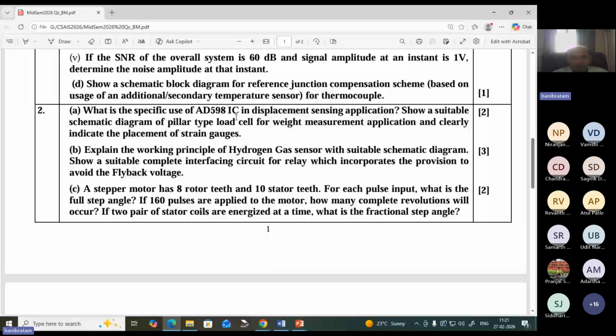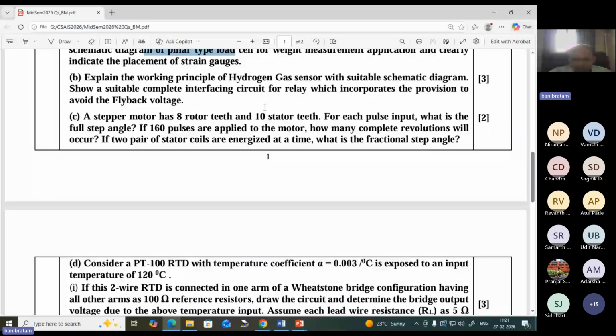The pillar type load cell diagram you are supposed to draw and show the orientation of the strain gauge. So two will be along the longitudinal, axial directions, and another two will be in the transverse directions, or 90 degrees to each other, right? Then again, the theoretical question, hydrogen gas sensors, that is also discussed, and the corresponding diagrams, everything was discussed and given in the lecture materials. Then for the relay also, you are supposed to draw the circuit, incorporating the diode, which basically helps to prevent the flyback voltage, right?